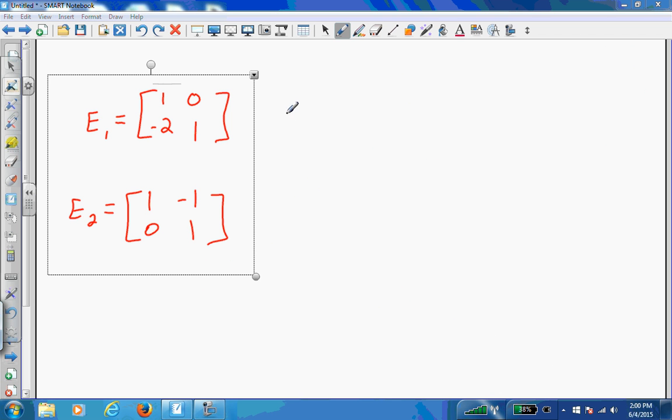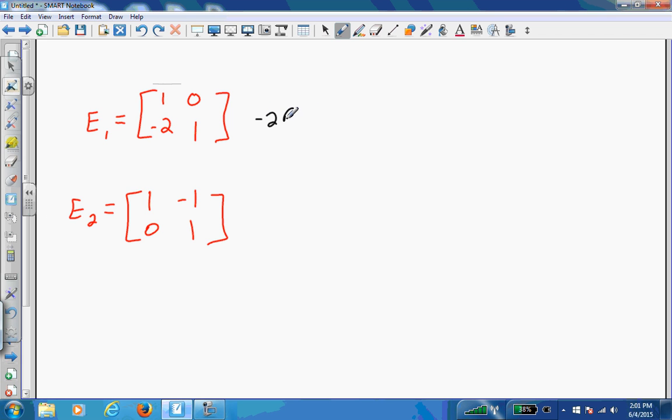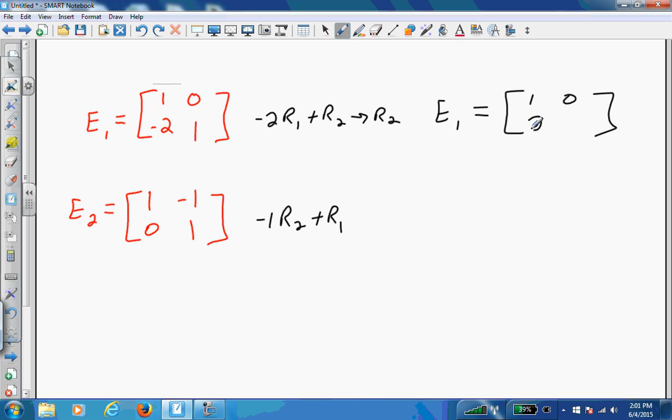So just a quick reminder, this one we did minus 2 times the first row plus the second row to get the second row. This one we did minus 1 times the second row plus the first row. So the inverse of that first one would be to do plus 2 times the first row plus the second row. So that's the inverse of that.